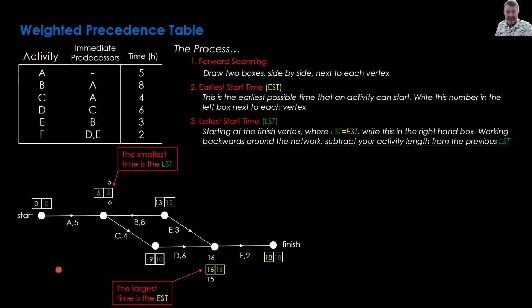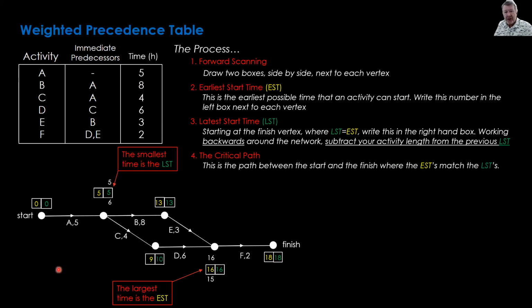Confused yet? Don't worry, it becomes obvious when we do it a bit quicker. A couple more things we need to look at. The fourth one is the critical path. That is the path between the start and the finish where the earliest start time and the latest start times match. That is the path that determines how long the overall job is going to take.